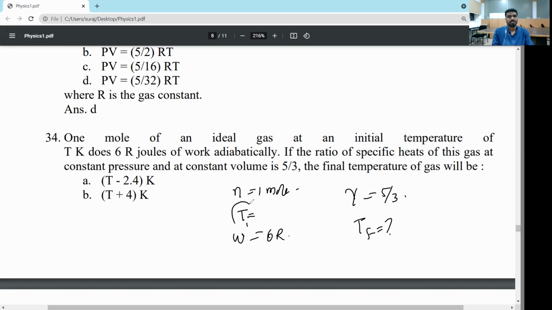T initial is given T. Okay. Adiabatic process, what is that? PV to the power gamma is equal to constant. Based on that, you can find the answer.